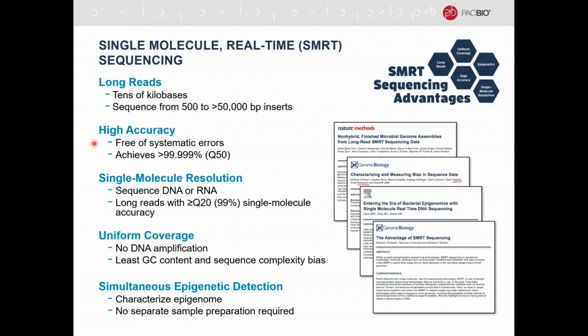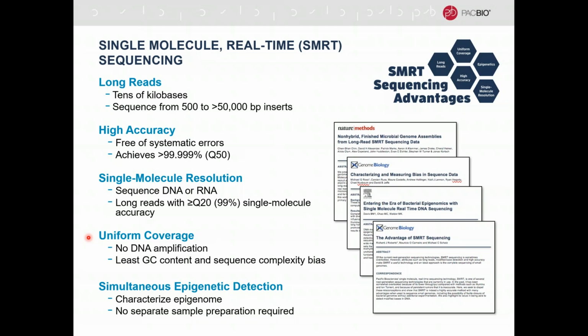One of the main features of our long reads is high accuracy, and we achieve that because we're free of systematic errors. We can easily achieve QV50 through our consensus sequencing. What we do, and I'll show some examples of this in the next slide, is sequence every individual molecule that's put into one of our very small wells. We can sequence DNA or RNA, and these long reads can easily achieve Q20 and even Q30 read accuracy.